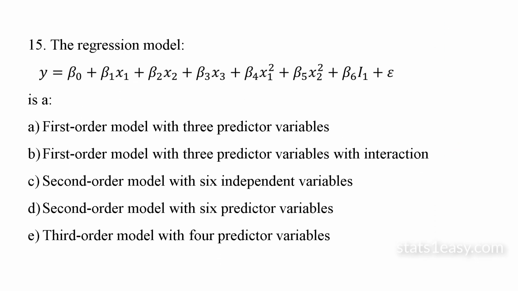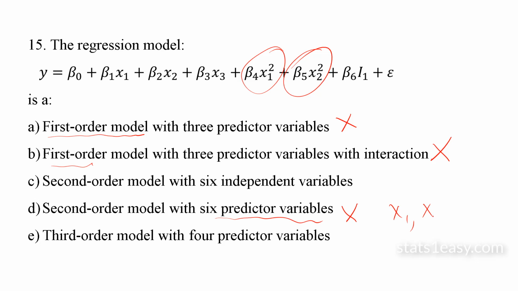This regression model is, okay, first if you look at A, it says first order model. So this is not a first order model because we have some terms with squares here. So it is not a first order model. B also says first order model, so that is also out of the question. D says second order model with 6 predictor variables. No, we don't have 6 predictor variables here. We only have 4 predictor variables. We have x1, x2, x3, and I1.